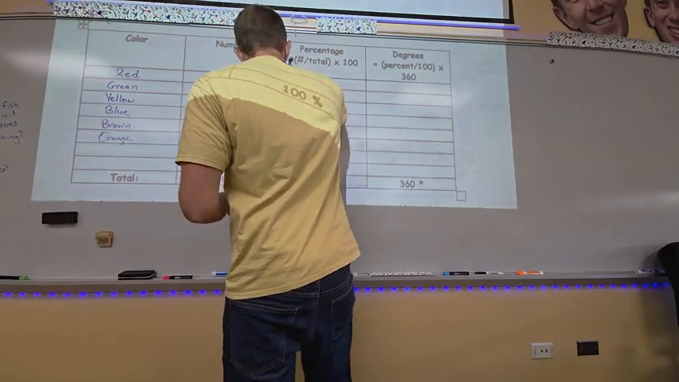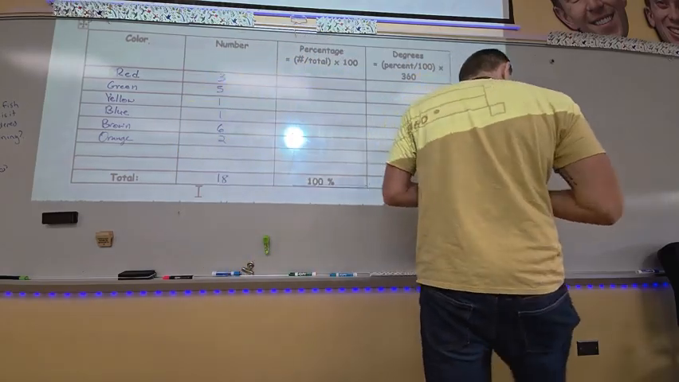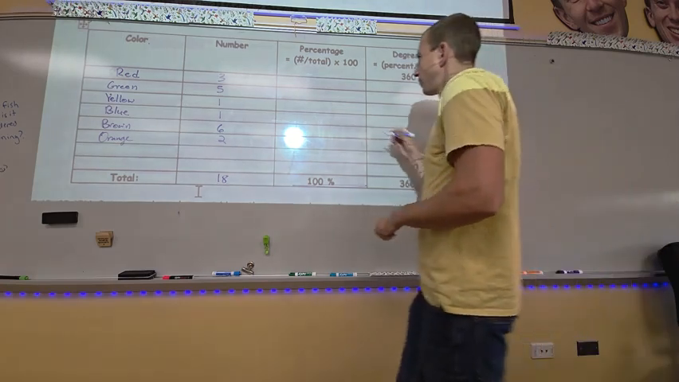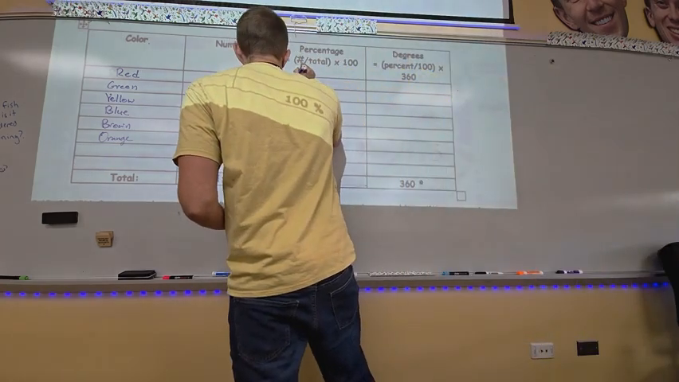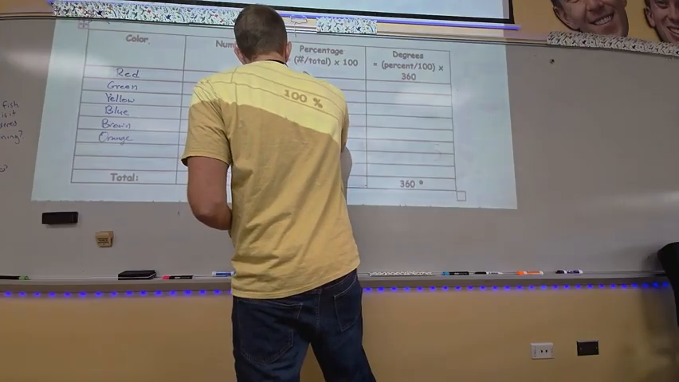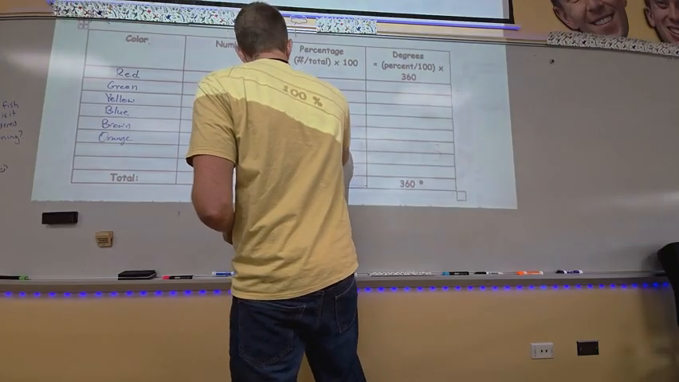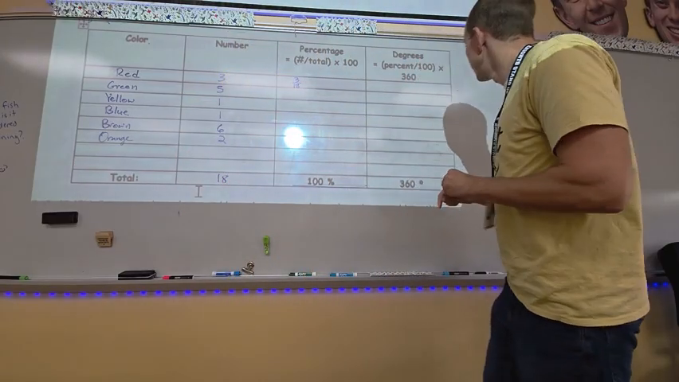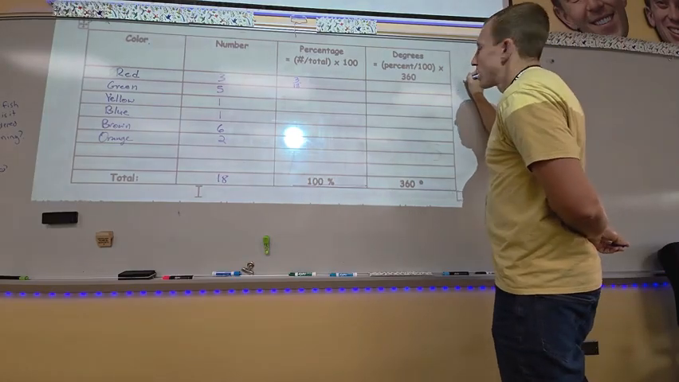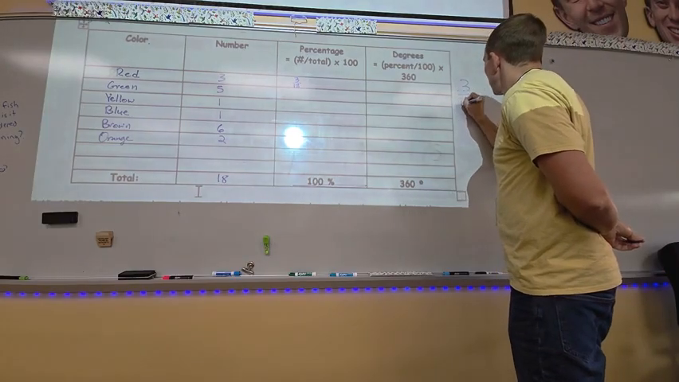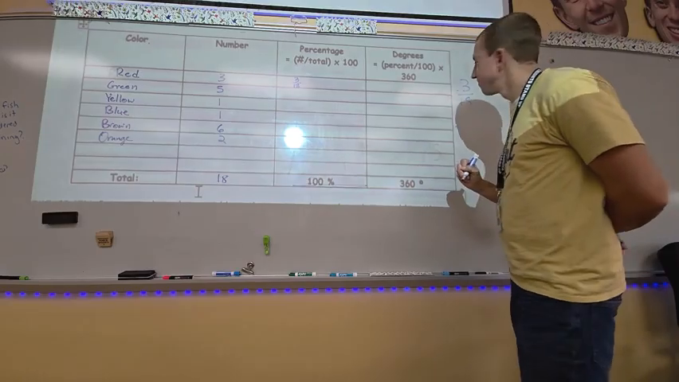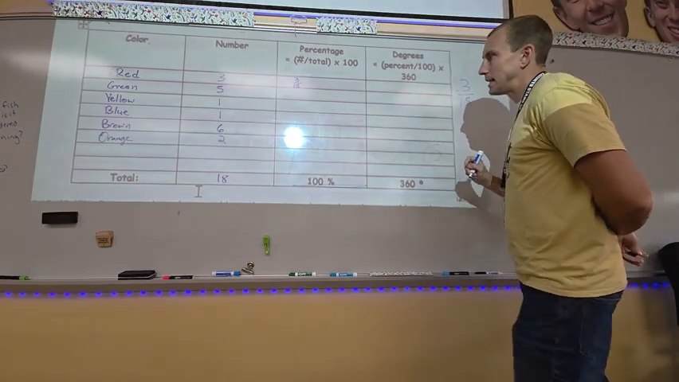I'm going to find a darker marker for us here. Let's try this one. That's a little better. So 3 divided by 18, because that's our part divided by our whole. I'm also going to draw this a little larger over here in case you have a hard time seeing that. So 3 divided by 18.